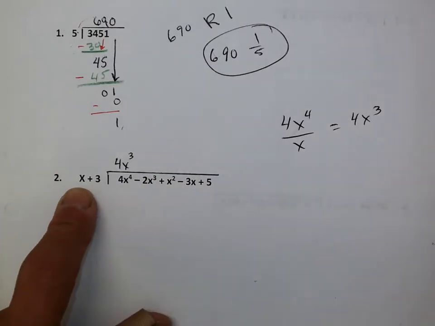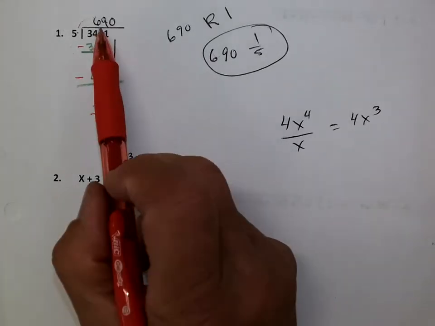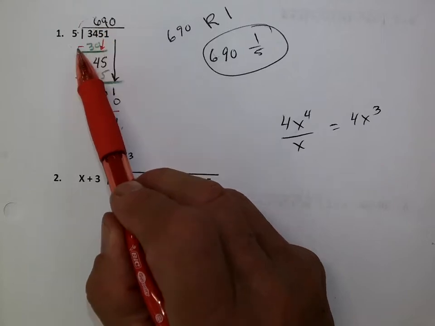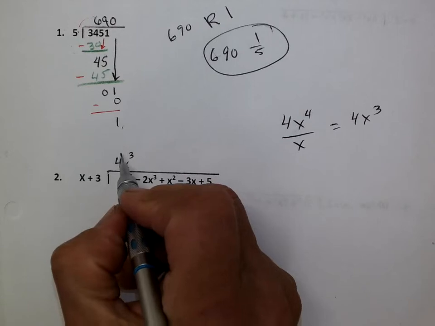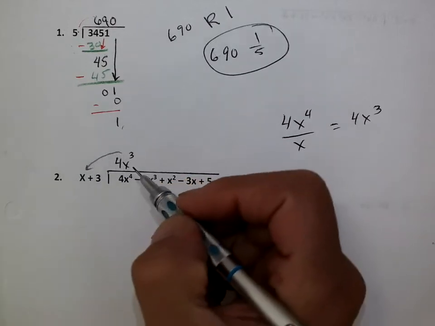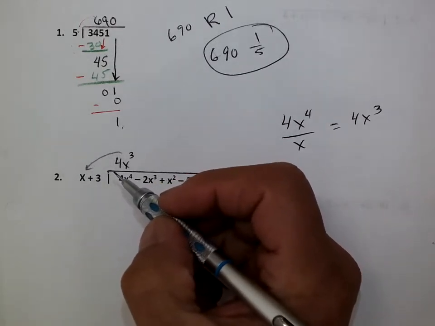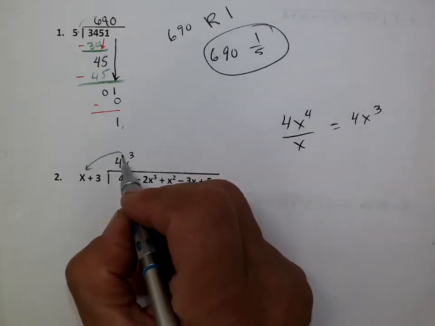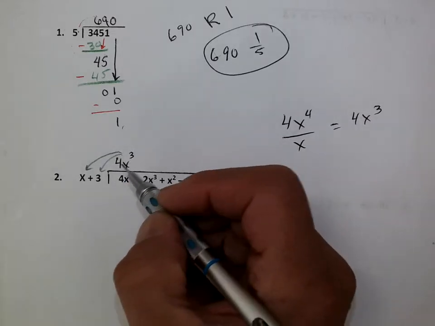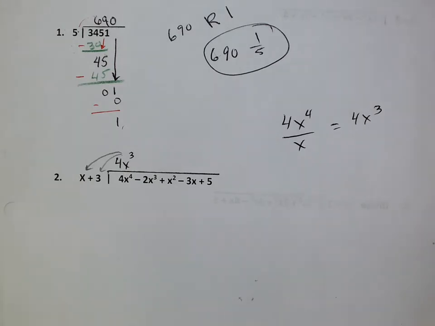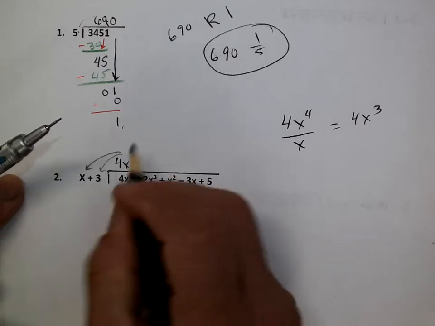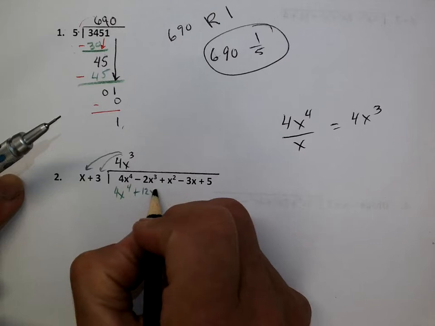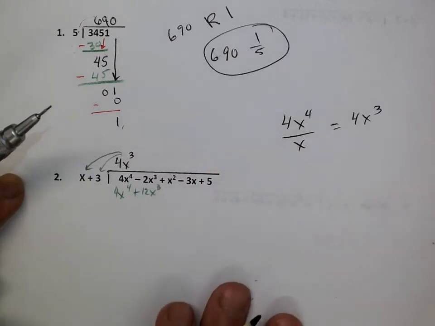Okay, now what I'm going to do with that, just like I did up here, is multiply. I went the 6 times the 5 and got the 30, right? I'm going to do the same process here. I'm going to take my 4x cubed and multiply times my x, but here's where you got to see it. You also have to multiply the 4x cubed times the 3. You got to multiply times both, all right? So when I do that, I'm going to get 4x to the 4th plus a 12x to the 3rd, okay?